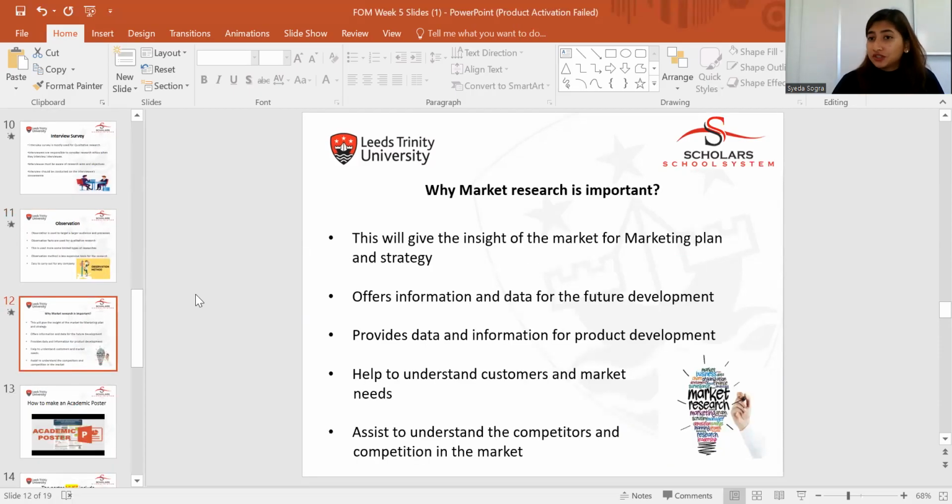So why is market research important? Because it gives us insight into the market for the marketing plan and strategy. It also provides data and information for product development and assists us to understand the competitors and competition in the market. And we will be able to understand the customers and the market needs through market research.